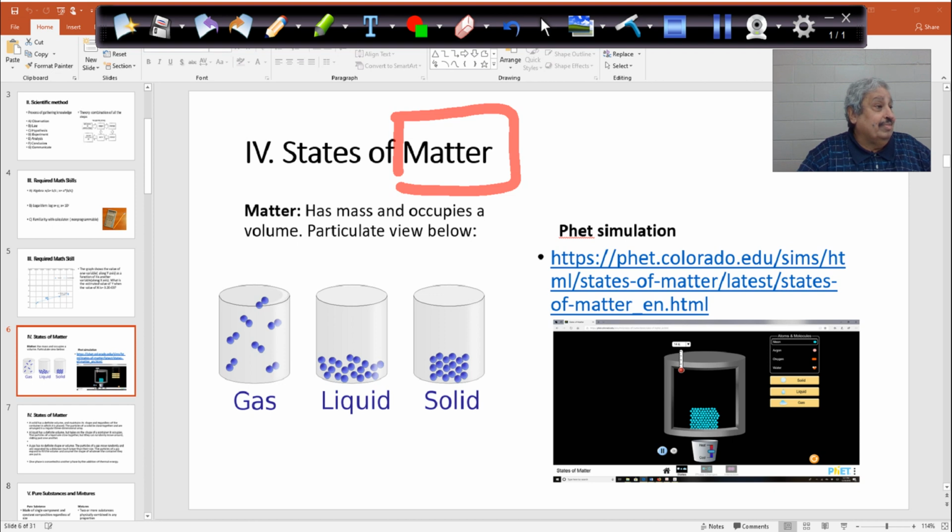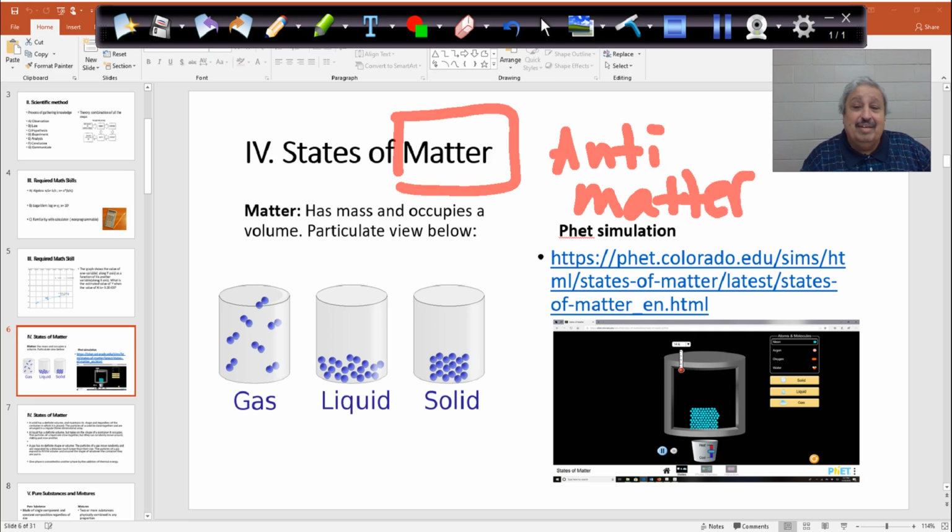Now, if I talk about matter, how about antimatter? What is antimatter? I know anti means the opposite, correct? So if I speak about matter having mass and volume, then what will antimatter have? No mass and no volume.